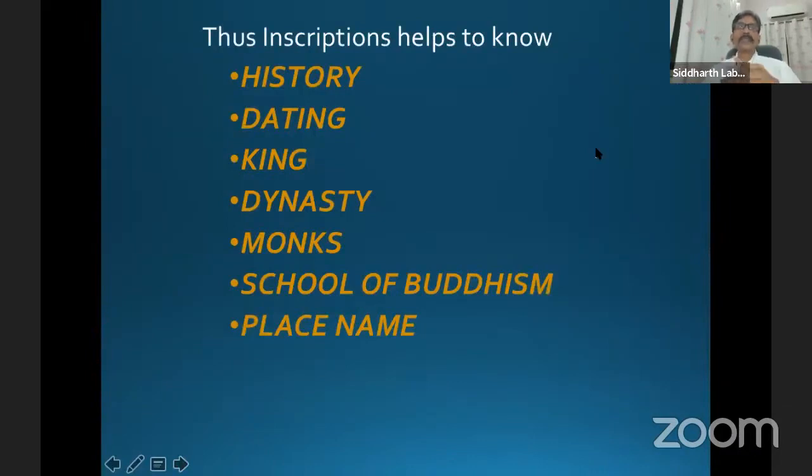So see the importance of inscriptions. We get the history, we get the dating, we get the name of the king, we can get the dynasty, we can get the name of the monk, which school of Buddhism it was, and any place name. So many things we can get from the inscription. It may be small or it may be big, that is a different issue. And thanks to the Britishers, they have preserved it.